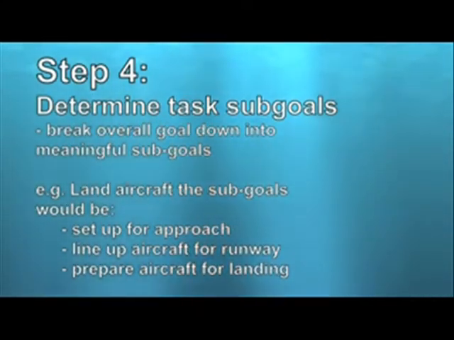Once the overall task goal has been specified, the next step is to break this overall goal down into meaningful sub-goals, usually 4 or 5, which together form the task required to achieve the overall goal. In the task Land Aircraft X at New Orleans Airport using Auto Land System, the overall goal of landing the aircraft was broken down into sub-goals. Set up for approach, line up aircraft for runway, prepare aircraft for landing.